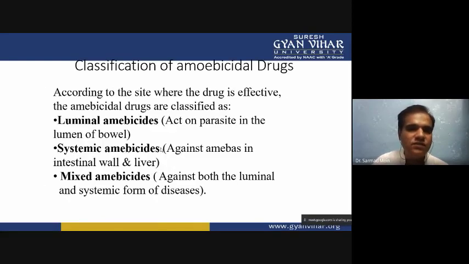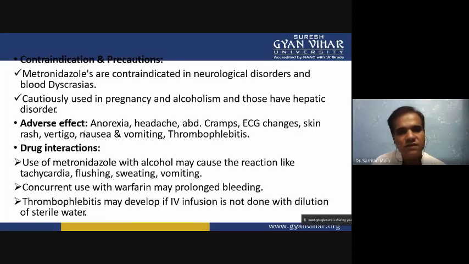Now, classification: if you see amoebicidal drugs, according to the site where the drug is effective, they are classified into three groups. We already discussed these three sites: luminal, systemic, and mixed, the mixed being between the luminal and systemic types. According to the infection we have to treat, and these three types of drugs we have to give. First we have to see where the infection is, and only then decide what type of drug we can give.